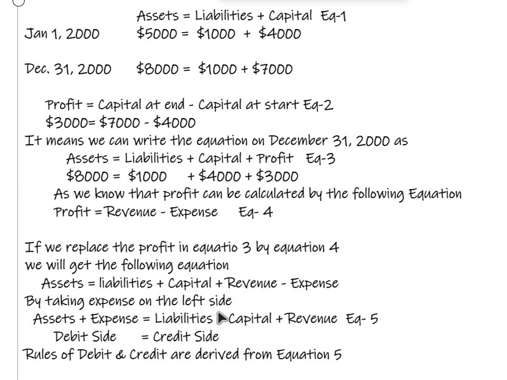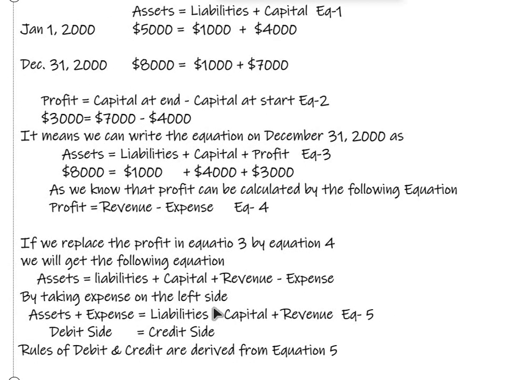By taking expense on the left side, the equation would be asset plus expense is equal to liabilities plus capital plus revenue, that is equation number 5. You can see that on the debit side there are two natures of accounts, assets plus expense, is equal to, on the credit side, liabilities plus capital plus revenue. Assets and expenses are being increased on the debit side, liabilities plus capital plus revenue are being increased on the credit side. Now we have derived rules of debit and credit from equation number 5.